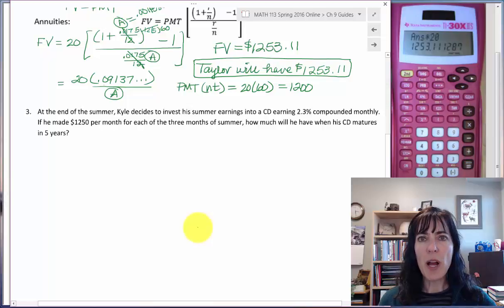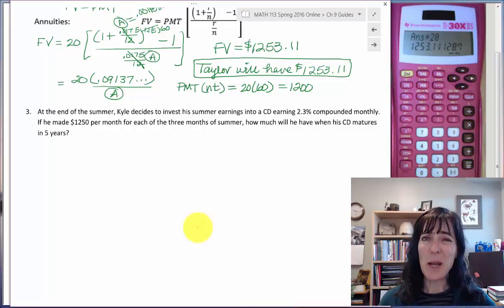At the end of the summer, Kyle decides to invest his summer earnings in a CD, which is a certificate of deposit, earning 2.3% monthly. If he made $1,250 per month for each of the 3 months of summer, how much will he have when his CD matures in 5 years?